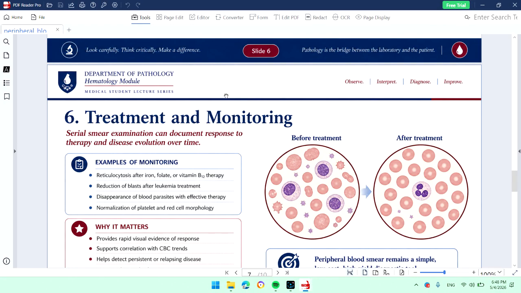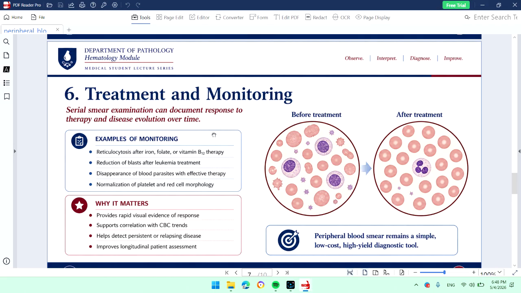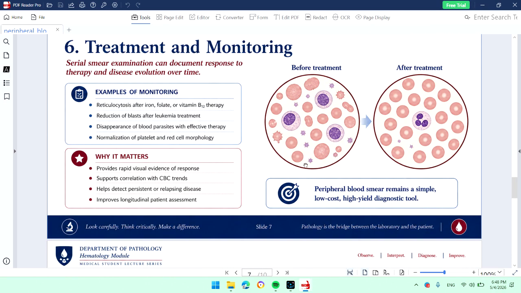So during treatment and follow-up, for example, if you have a good reticulocyte number in PBS, it means that the bone marrow works well. Or when the blasts are reduced in PBS, it means that the treatment of leukemic patients goes well, and any finding in PBS can help the clinician and the patient to ensure that the process of treatment goes well.